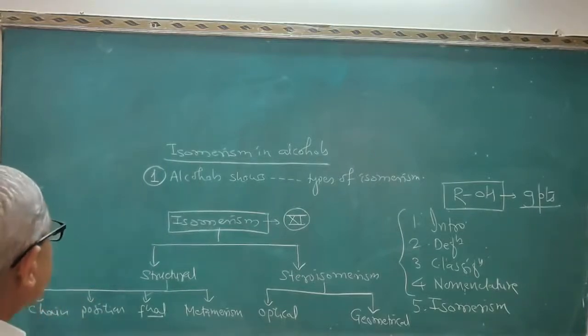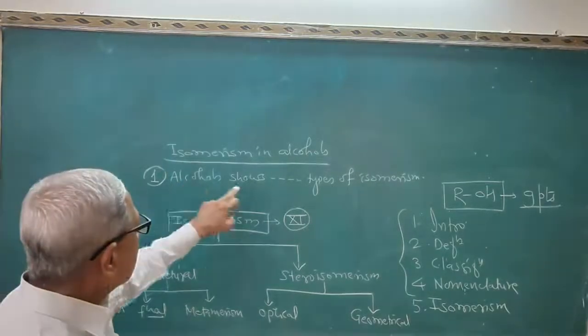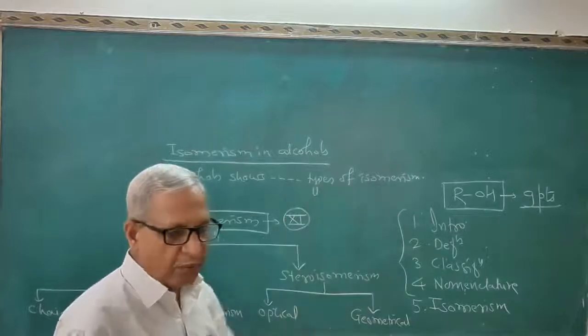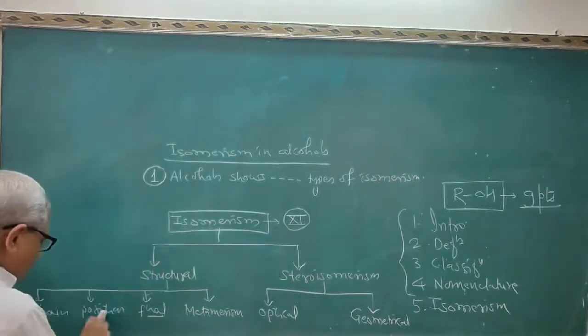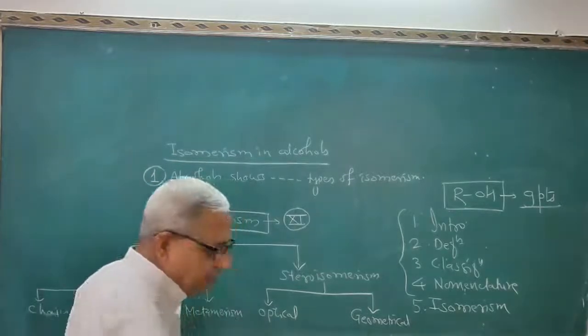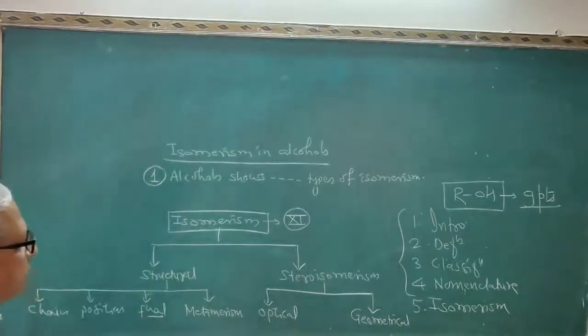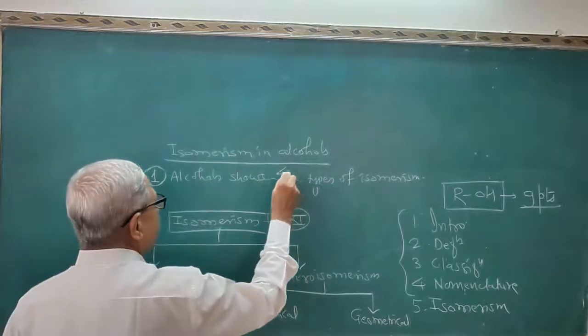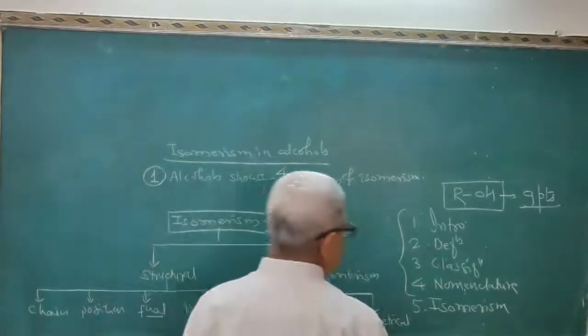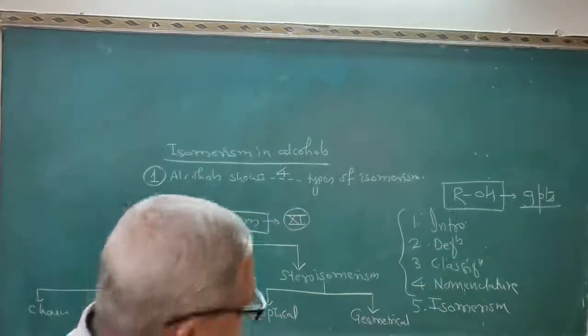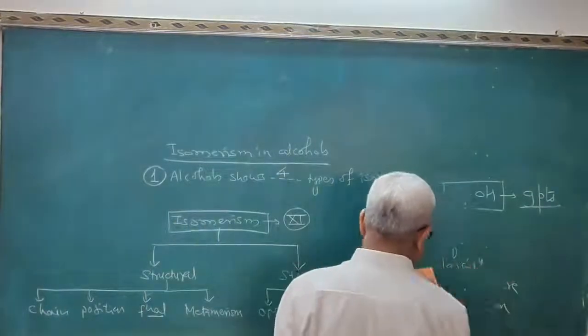Now here is the question. Alcohol shows the dash types of isomerism. Now see, 1, 2, 3, 4, 5, 6, 7: these are the 7 types of isomerism. The point is here 4. Now what are those 4 types of isomerism? That I will write here.